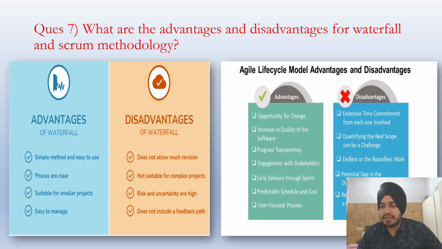Disadvantages are: extensive time commitment from each one involved, quantifying the real scope can be a challenge, endless or boundless work, potential gap in the documentation, resource allocation can be a challenge. There are huge documentations in waterfall, whereas in agile we do not have that much documentation. The other thing is there is a huge amount of time involved in the meetings, so that could be one of the disadvantages.